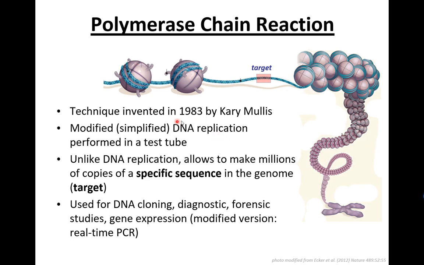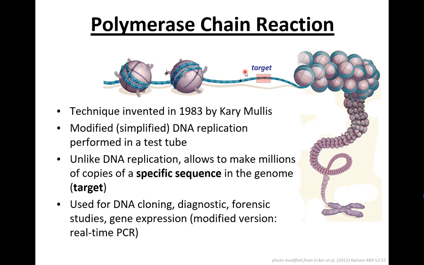But differently from DNA replication, it targets a specific sequence. For example, imagine this is your genome here. By polymerase chain reaction, you can make millions of copies of your specific sequence within your genome. For example, your growth hormone gene there. You could do it by using primers beside it. So it's a technique that allows you to amplify specifically a sequence of DNA within a much larger sequence of DNA.